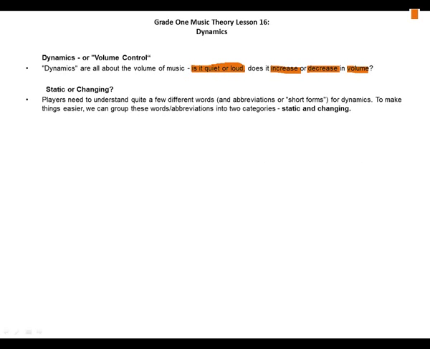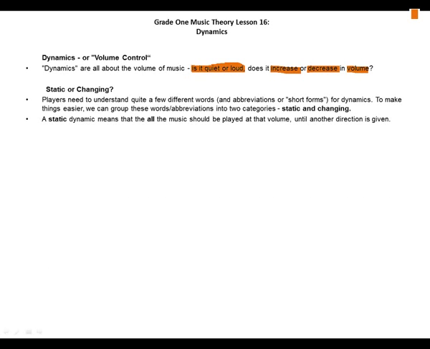Static or changing? Players need to understand quite a few different words and abbreviations or short forms for dynamics. To make things easier, we can group these words or abbreviations into two categories, static or changing.